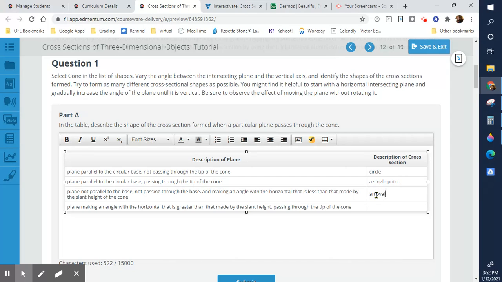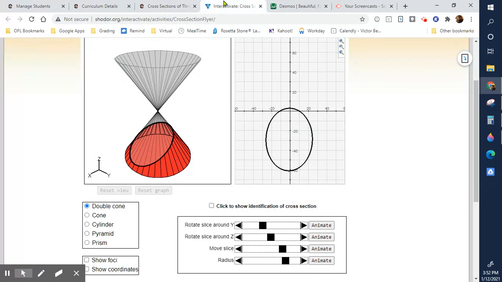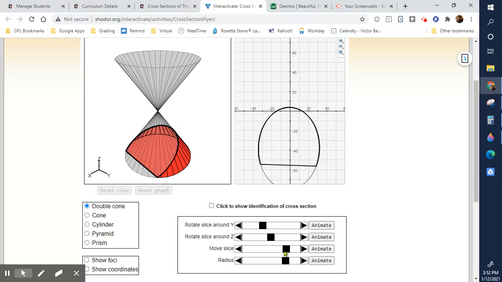Okay? So we want this angle greater. And we want it to pass through the cone. So we're going to want to move it up. So give me a second. We're going to move it up to this tip. Gonna change the angle. Okay, this moves it up and down. This moves the angle. So we want it up, touching the tip.